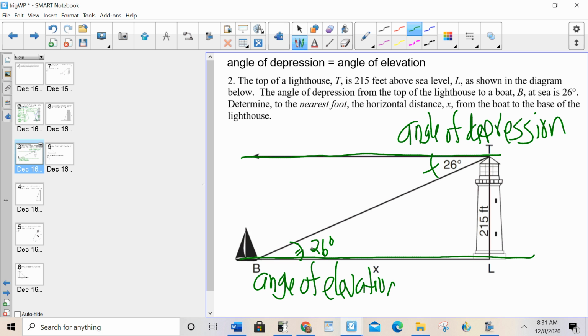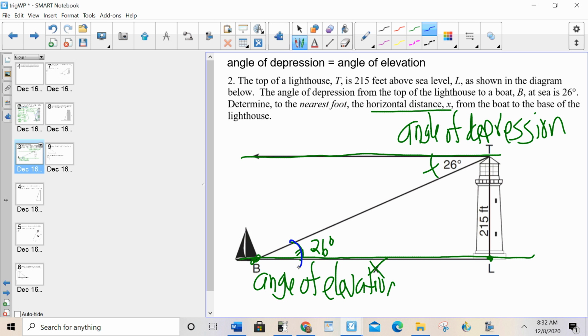Now, what's the question asking for? Determine to the nearest foot the horizontal distance x from the boat to the base of the lighthouse. Here's the boat, here's the base of the lighthouse, and in this example they were nice and they put an x in the picture. They may not put an x in the picture, so you need to make sure you understand where it goes. So now that I have that, label your h, your a, and your o. Determine if it's sine, cosine, or tangent. Substitute in, and then do your calculation.